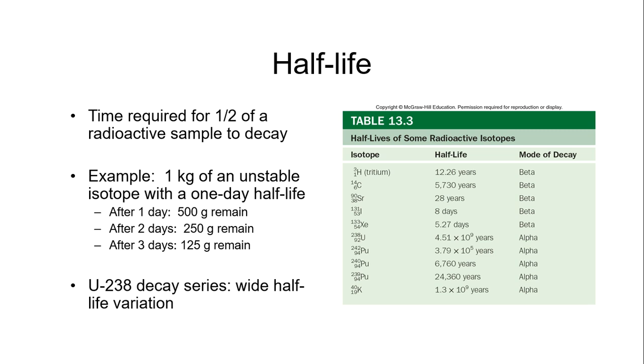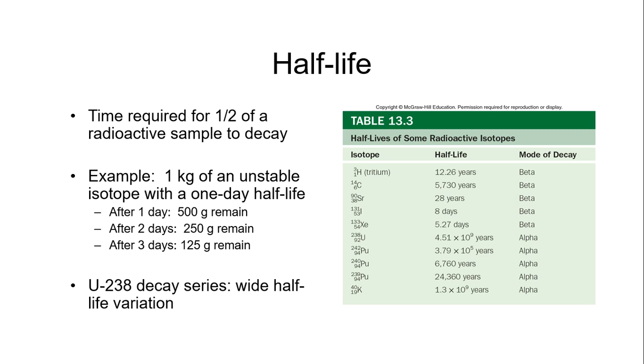Looking further down, you see uranium-238. Middle column shows their half-life, and right column is the type of decay they usually undergo. For example, uranium-238 has a half-life of 4.5 times 10 to the 9 years. That's 4.5 billion years. And the typical type of decay it undergoes is alpha decay.